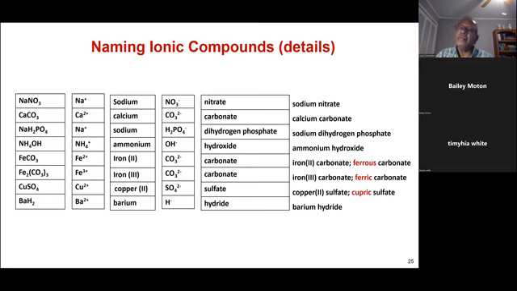Now I want you to remember one thing here. When you're naming ionic compounds, you don't use prefixes. You don't call it dinitrate. If there are more than one ion, you don't call it trinitrate or tricarbonate. Just call it iron 2 carbonate.